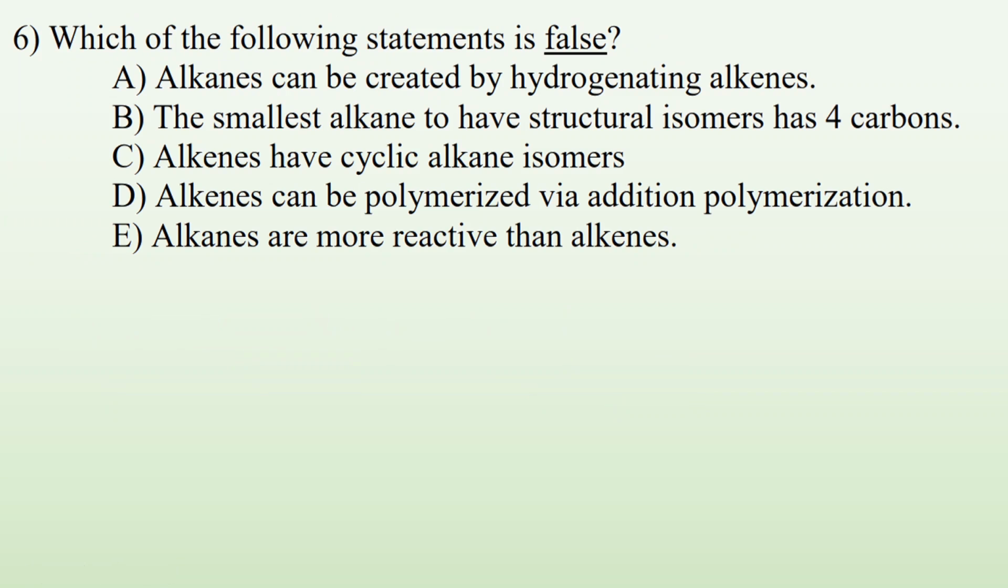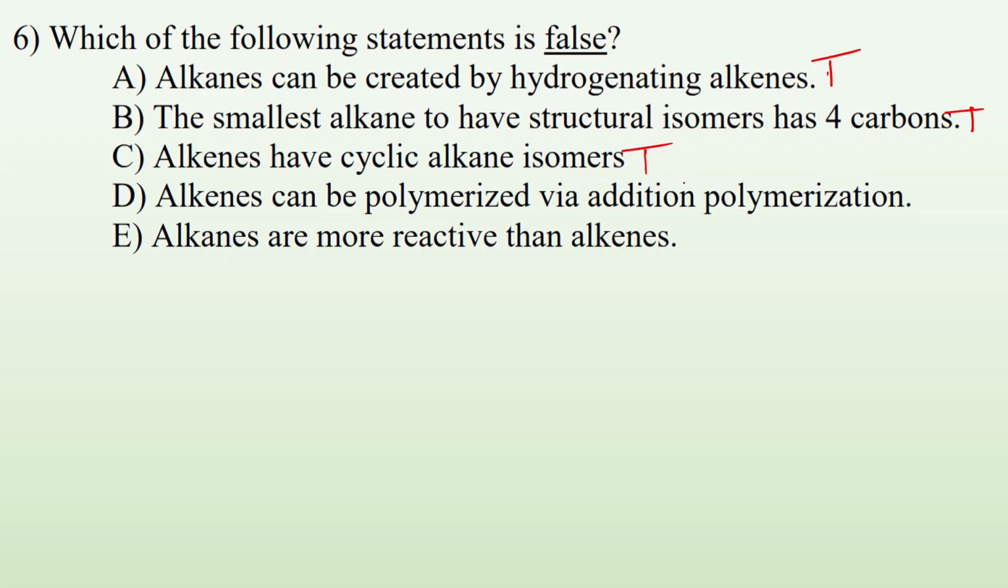Number 6, which of the following statements is false? So with these kinds of problems, I always mark true or false for each option and then go back, because sometimes I get mixed up about which one is true and which is incorrect. All right, so alkanes can be created by hydrogenating alkenes. This is a true statement. The smallest alkane to have a structural isomer has 4 carbons. This is also a true statement, right? Propane with 3 carbons, you can't put together any other way. Butane, you can.